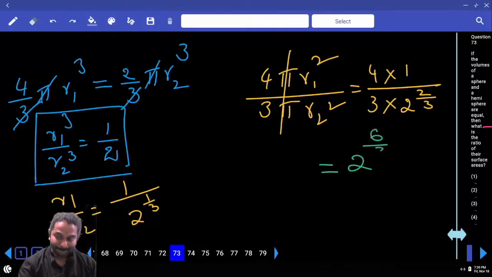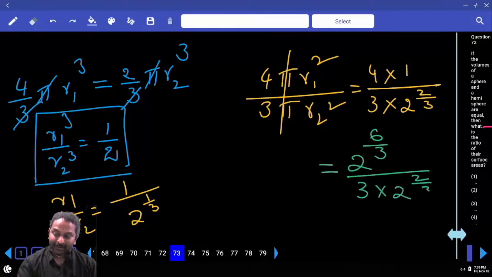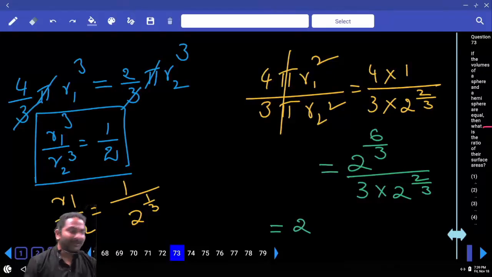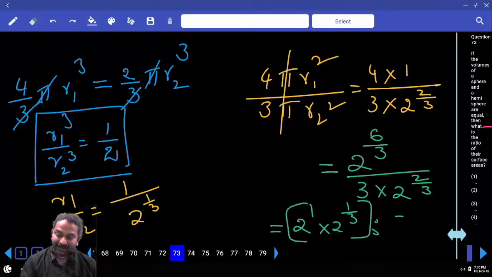By 3 into 2 power 2/3. That is 2 power 4/3, and 4/3 in the sense 1 plus 1/3. That is 2 power 1 into 2 power 1/3. Denominator 3. So 2 into 2 power 1/3 over 3. That's the final combination. Got it?